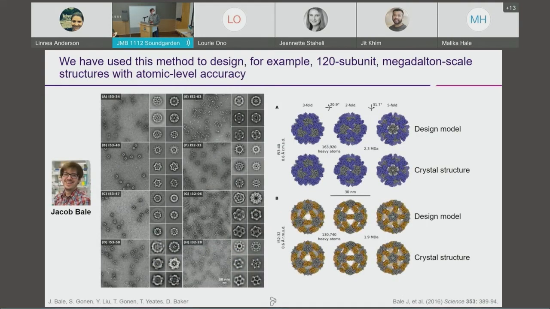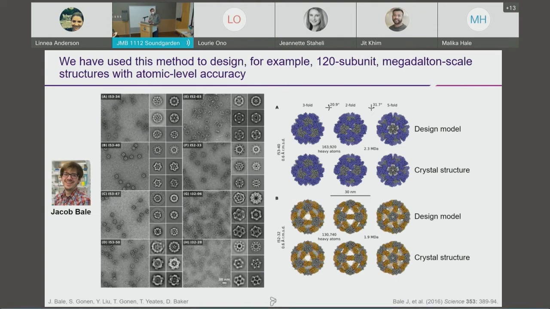And this is some work done in collaboration with Jacob Bale, a very talented graduate student in David's lab at the time, who designed a number of different 120 subunit megadalton scale nanomaterials with icosahedral symmetry. And you can see in the electron micrographs, again, every particle looks just like every other, so they're very regular and monodisperse. And when we calculate averages from the negatively stained micrographs, they very closely resemble projections calculated from the computational design models. So the proteins in the real world look just like what we made up in the computer.